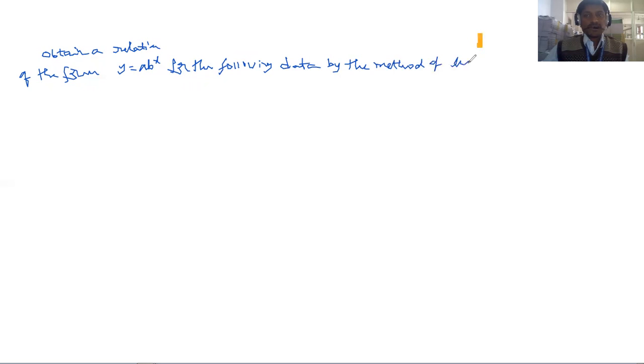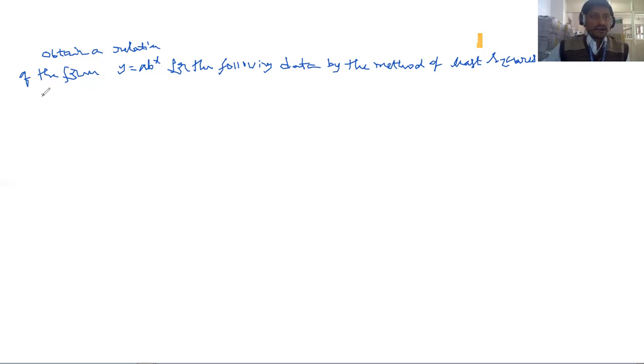In this same type of problem, they may ask: determine the constants a and b, or simply fit a curve y equal to a b power x from the following data. Like that they may mention it. Okay, so here it is first. We need to write as is what we said.